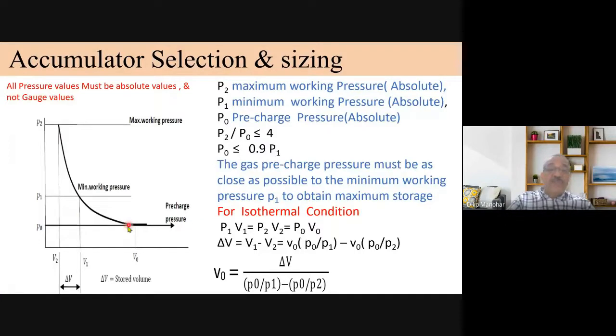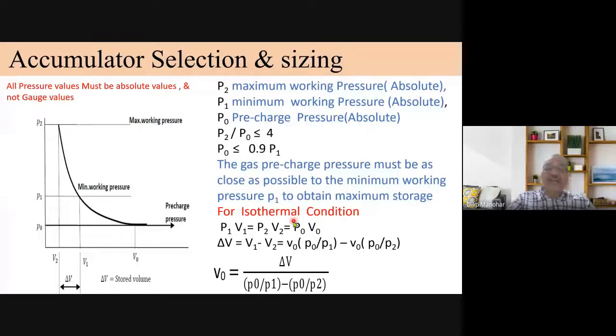This is the pre-charge pressure P0. Pre-charge pressure P0 means it is completely empty. That means the bladder is completely empty, no oil. So at this pressure, you charge the nitrogen. As soon as you fill up hydraulic fluid, it will go to the P1 pressure. That means the pressure of nitrogen will be P1, and when the oil is filled at higher pressure P2, it will go to higher pressure. That means pressure continuously increases from P1 to P2 based on the gas laws, P1 V1 equal to P2 V2 or P0 V0, based on thermal condition.